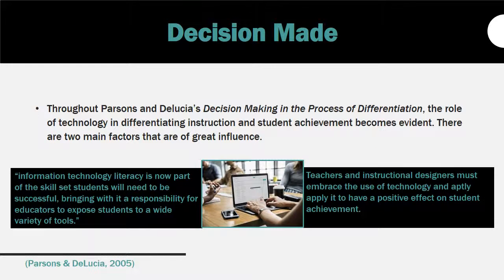Decision made. Through Parsons and DeLucia's decision making in the process of differentiation, the role of technology in differentiating instruction and student achievement becomes evident. There are two main factors that are of great influence. Information technology literacy is now part of the skill set students will need to be successful, bringing with it a responsibility for educators to expose students to a wide variety of tools. Parsons and DeLucia, 2005.